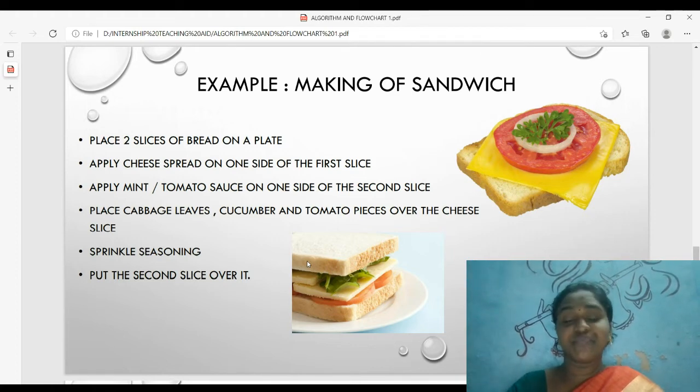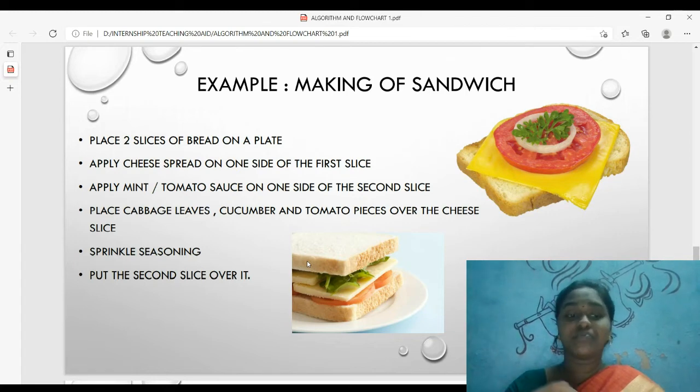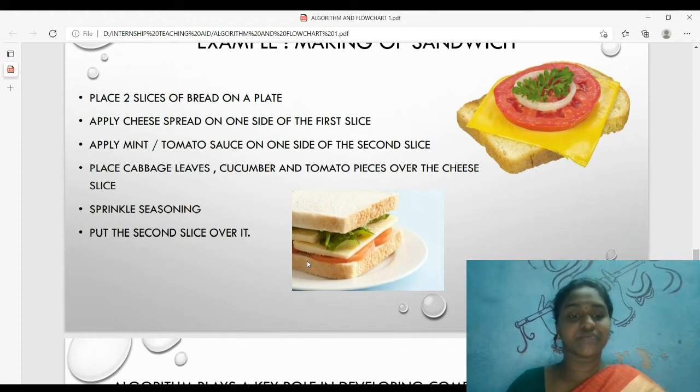You can see the images I have given here. From that you can understand what steps they have made to get a perfect sandwich. And the fifth step, sprinkle the seasoning and put the second slice over it. So finally, the sandwich is ready to eat.